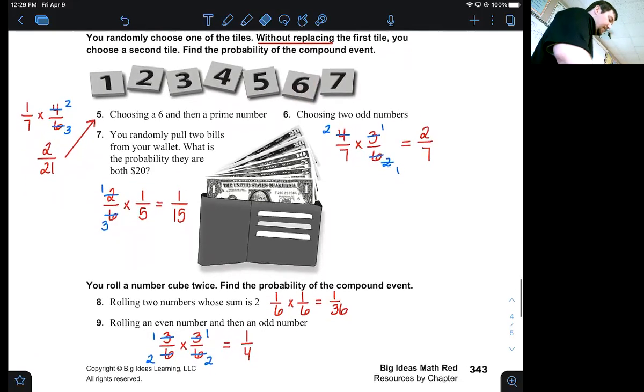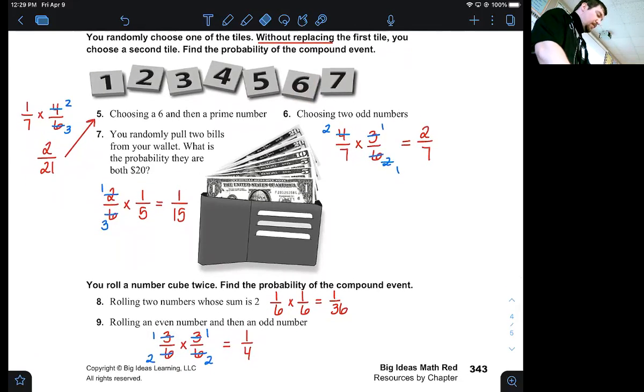Number 7, you randomly pull 2 bills from your wallet. What's the probability that they're both $20 bills? There's 2 out of 6 bills in your wallet that are $20. So you have a 2/6 chance of drawing the first one, and then a 1/5 chance of doing it again because you're keeping that first $20 bill that you took out of your wallet. And so you only have 1 out of 5 now. What's the probability of me drawing another $20 bill, a third one?